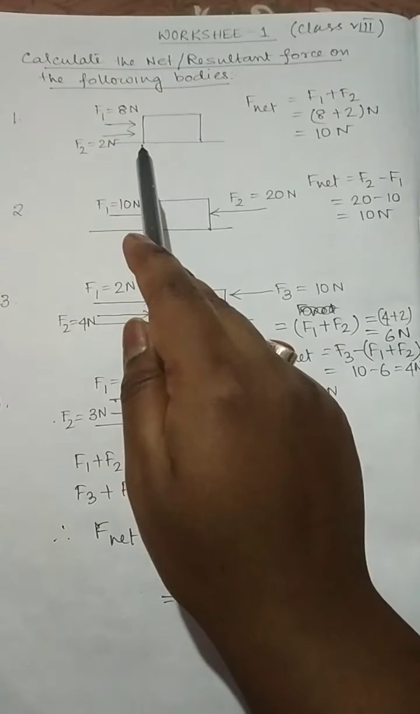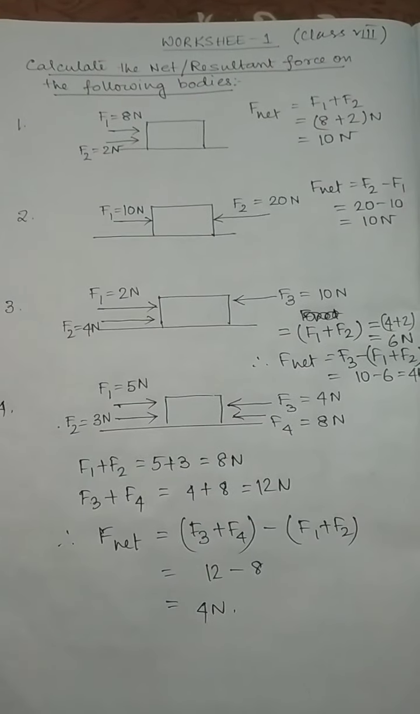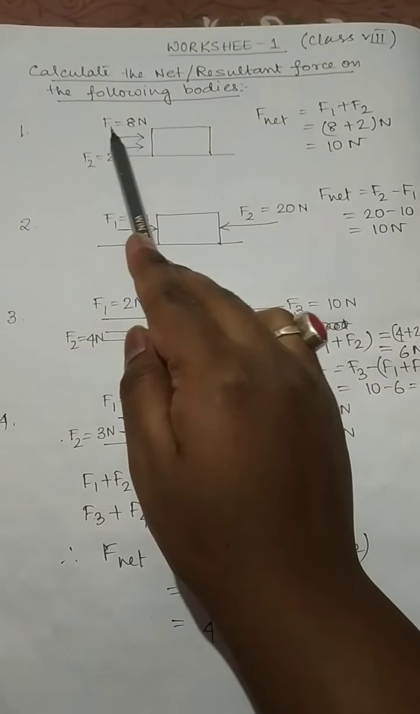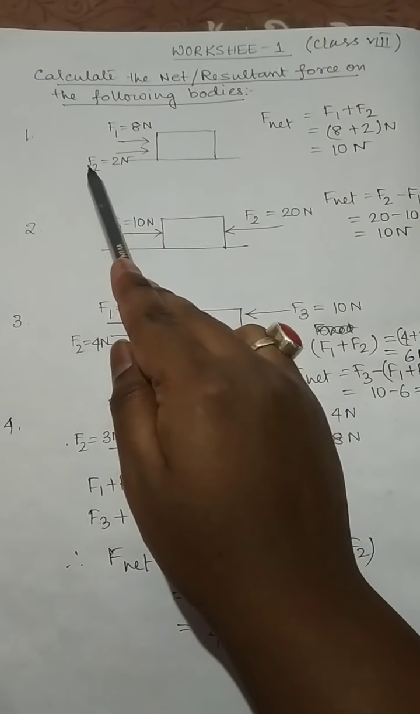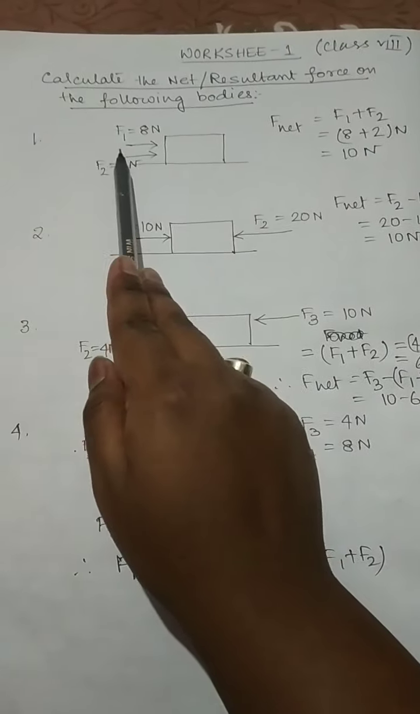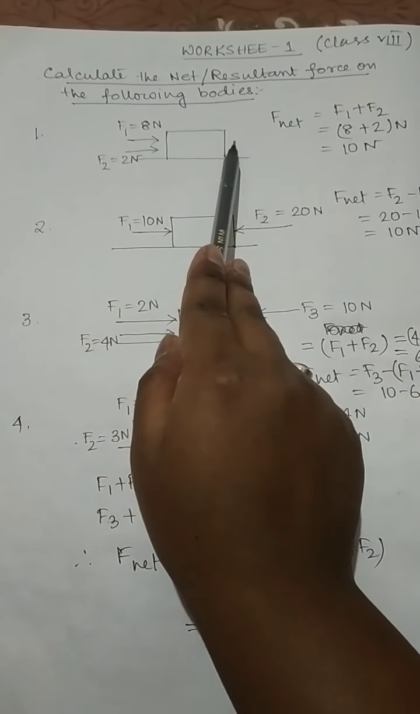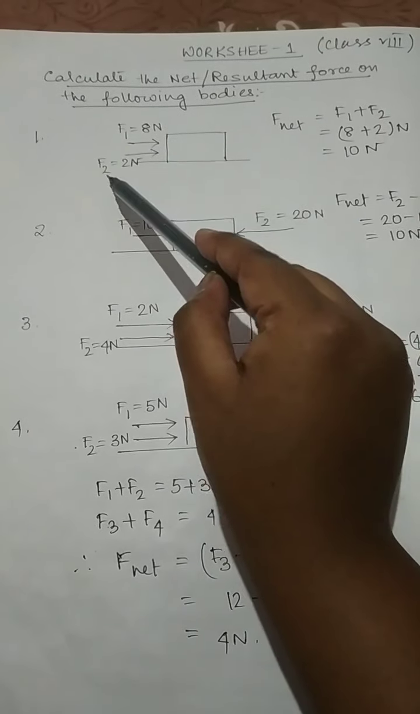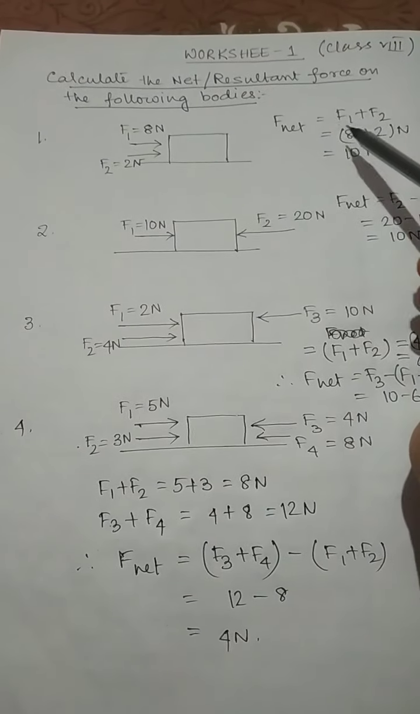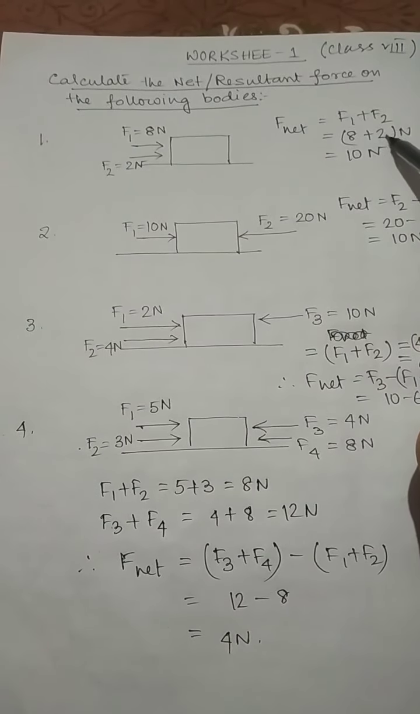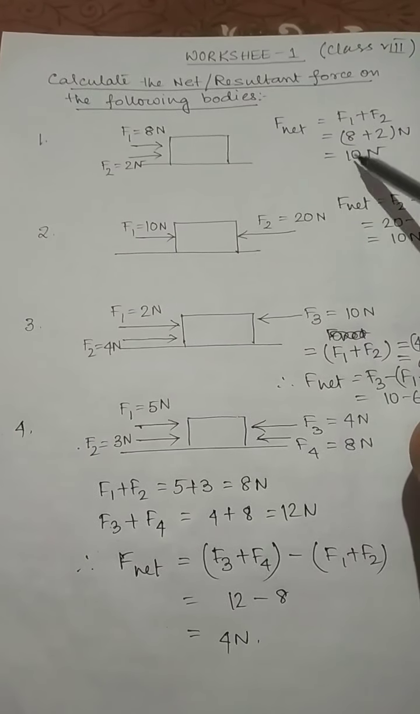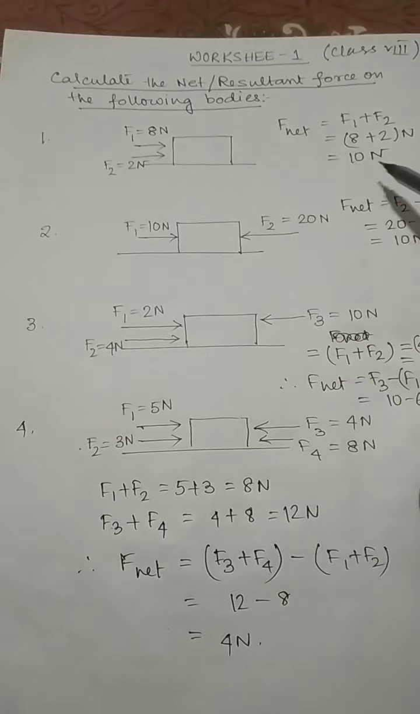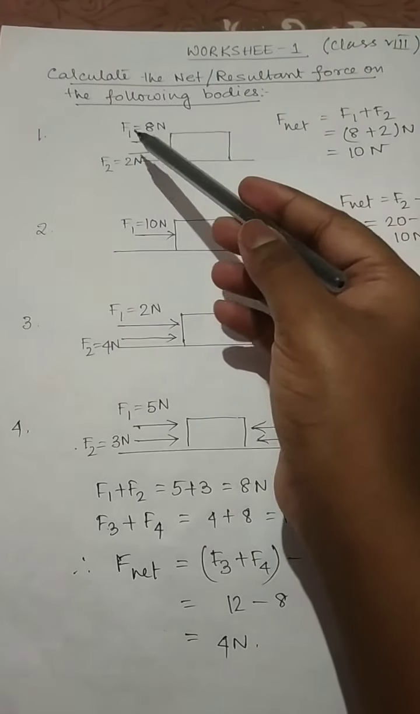In question number 1, here we have a body. On this body, two forces are acting in the same direction. Force 1 is 8 Newton and force 2 is 2 Newton. Since both the forces are acting in the same direction, the net or resultant force will be the addition of these two forces, that is F1 and F2. So F1 is 8 Newton, F2 is 2 Newton, so 8 plus 2, 10 Newton. Hence the resultant or net force acting on this body is 10 Newton, which is the addition of both the forces.